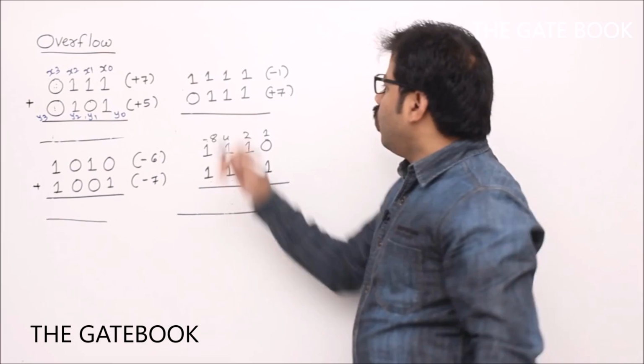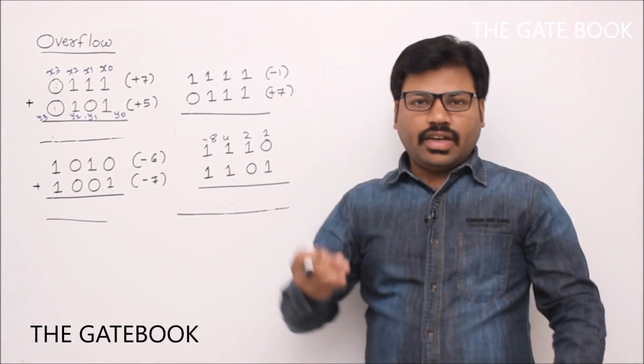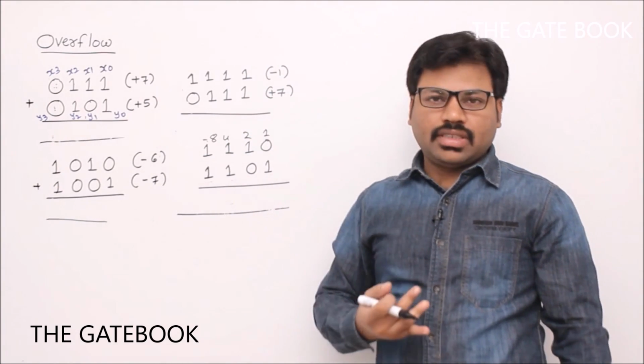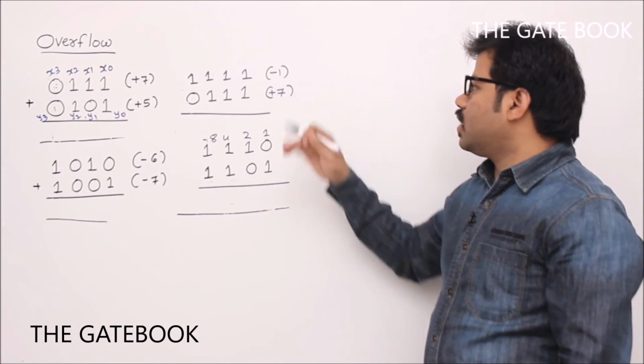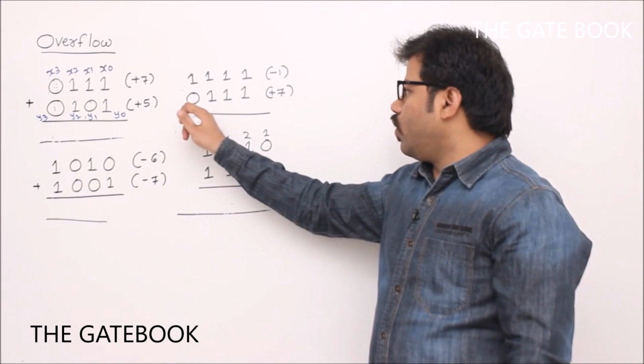Next, here you see one positive, one negative, then you never get overflow. Already I told you, because the number will definitely be in between plus 7 and minus 1, hence it is representable. If you can represent 7 and minus 1, the numbers between 7 and minus 1 can also be representable. There is no overflow here.